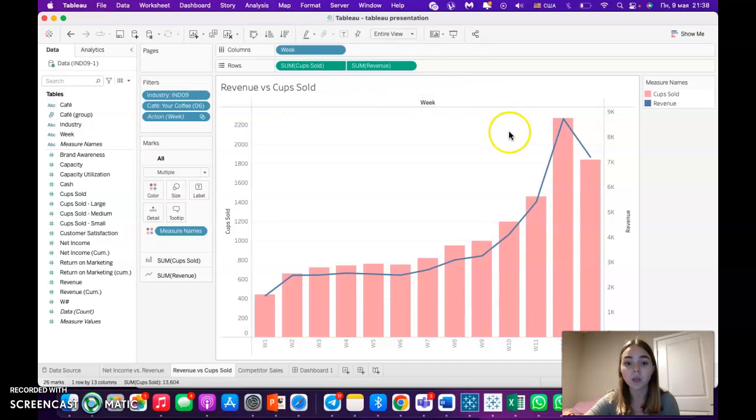And the next graph, we can see the information about our revenue and about the amount of cups that we sold, and there we can see that it was increasing during the time, and the best results were on week 12, where we sold 2,272 cups, and after this week there was only a decrease to 1,841.